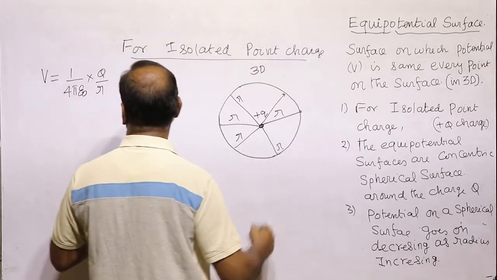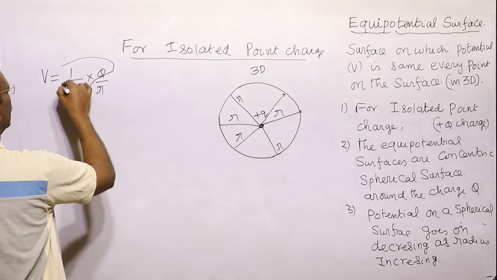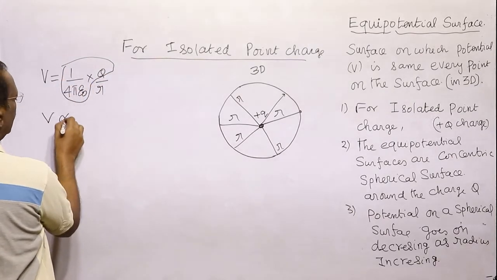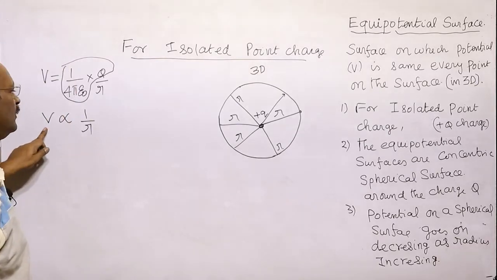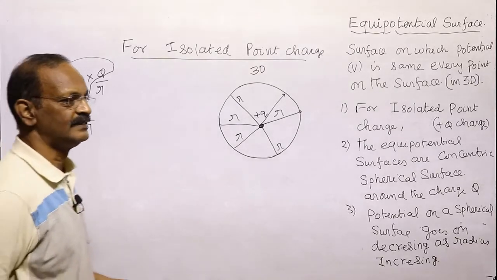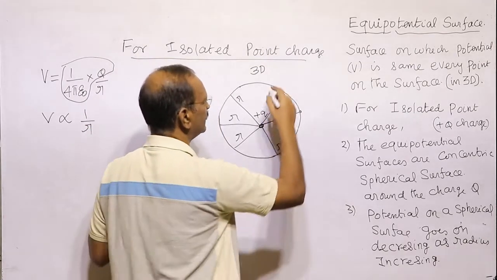What is the potential? The potential is equal to 1 by 4 pi epsilon naught q by r. This always remains constant. Its potential varies inversely as r. It means if r is increasing, the potential will decrease. Now we can say that for an isolated point charge, the equipotential surface.